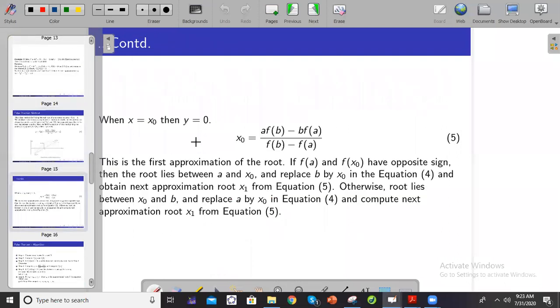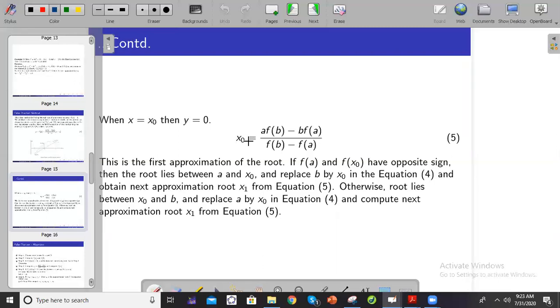Okay, when x equals x naught, we can write y equals 0. Everyone see equation number 5. Very simply, after simplification, we can get x naught. x naught is the first approximate solution. We know a and b. These two are the initial guess points of our roots.